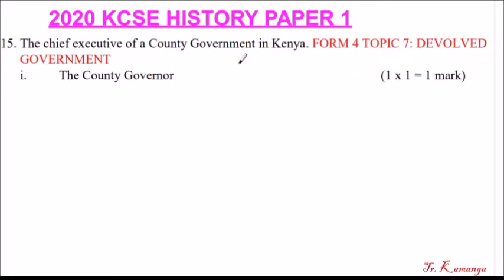The Chief Executive of the county boss in Kenya. Form 4 Topic 7, Devolved Government. This is the county governor, that is, he's the head of the county government. And that's how you answer that. This one doesn't have options. You must mention county governor to get 1 mark.